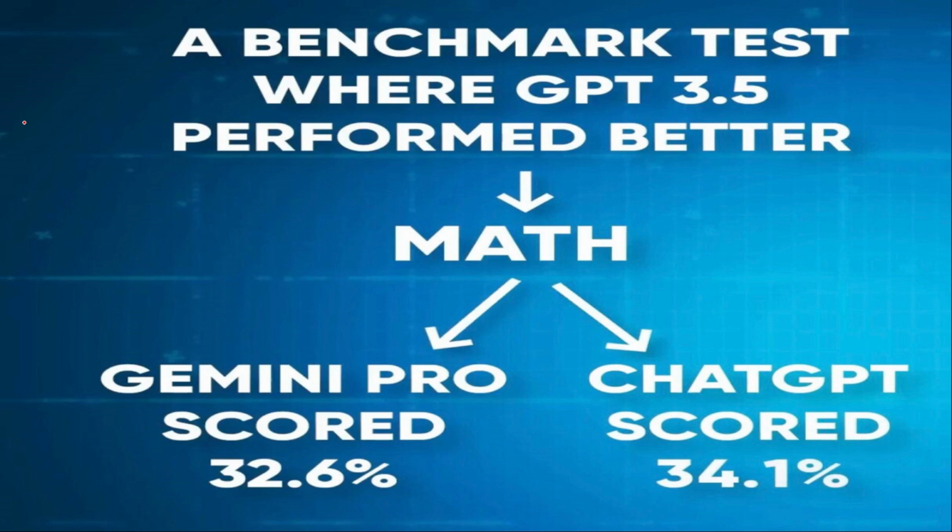Till now, you have seen that Gemini is only winning the race, but now ChatGPT has come into the race. Now, there was one test based on math. In this test, ChatGPT performed better than Gemini. In the math test, Gemini scored 32.6, whereas ChatGPT scored 34.1. So, from here we can say that Gemini has 3 points and ChatGPT gets 1 point.